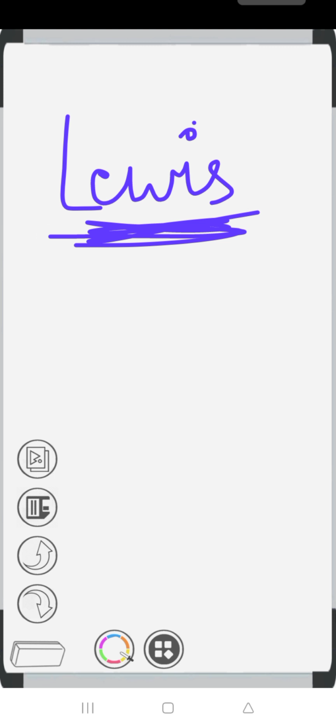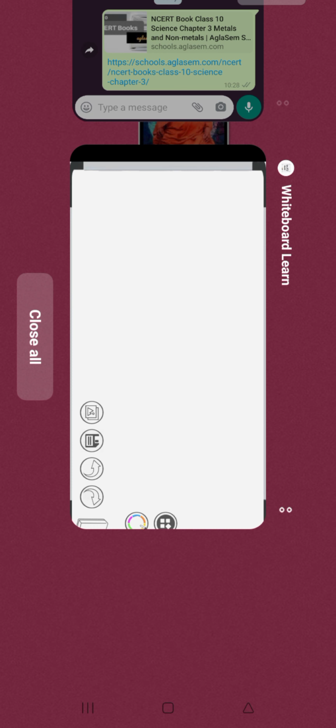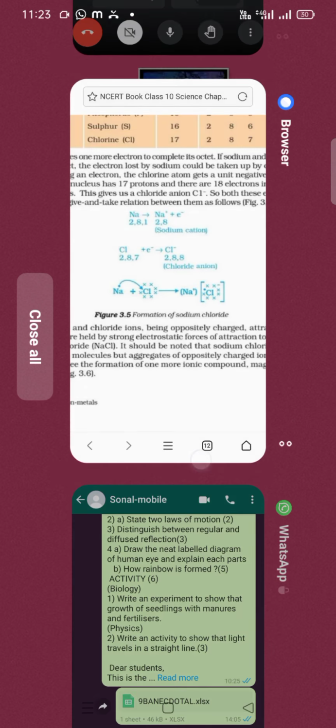This will be asked in your paper, children. At least it may be asked for 3 marks. How? They may ask simply to draw the structure for 3 marks, or they may ask a combined question for 5 marks. That means draw the structure along with the differentiation of ionic compounds and covalent compounds. I hope you have understood this, children. I'm assuming that you have understood.